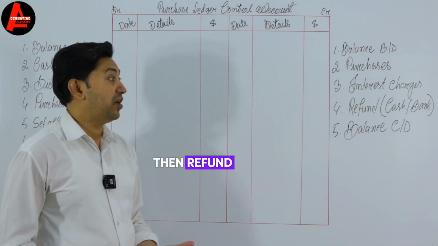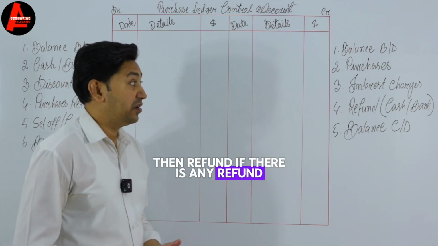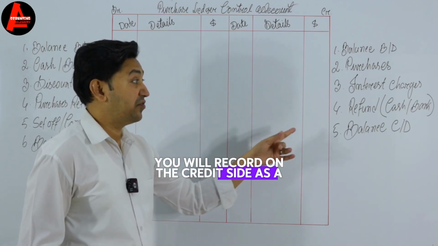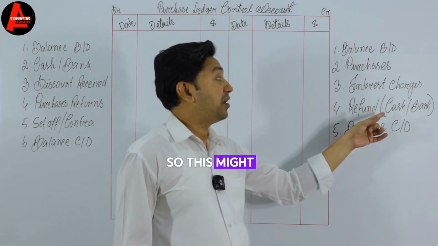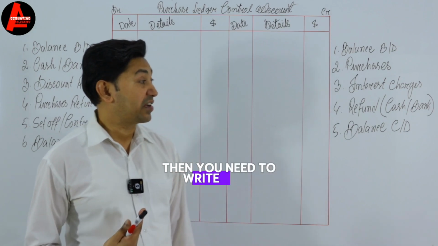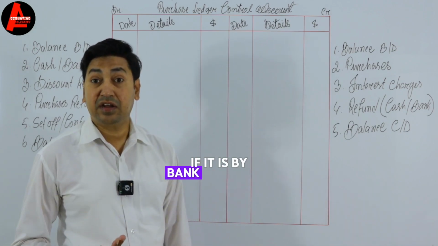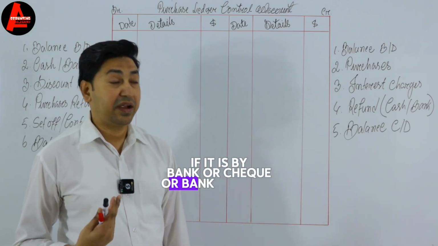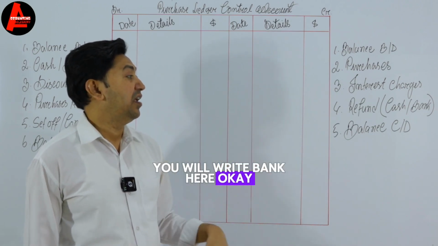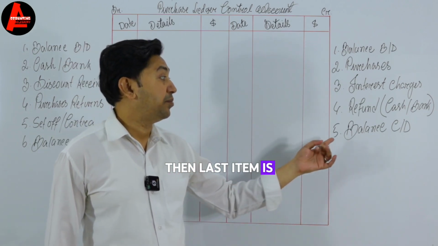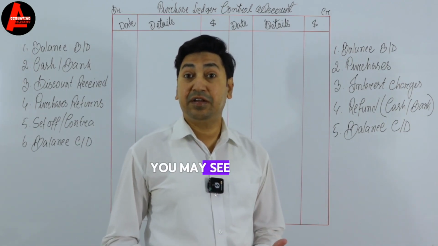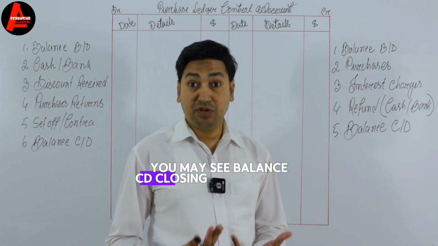Then refund. If there is any refund in the question, you will record it on the credit side as a refund. This might be cash or bank. If it is refunded in cash, then you need to write cash. If it is by bank, cheque or bank transfer, you will write bank here. Then the last item is balance CD. Sometimes in the question you may see balance CD, closing balance.